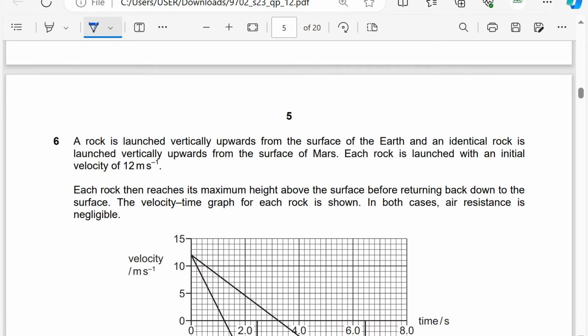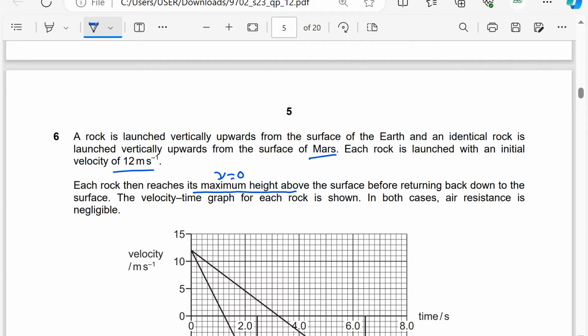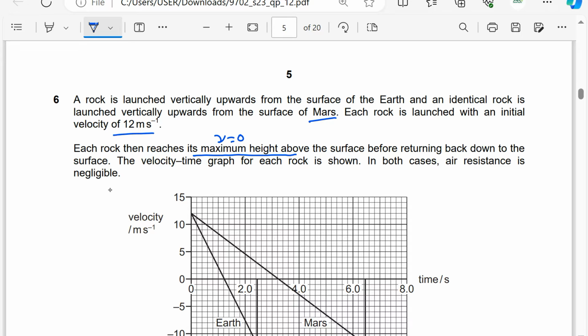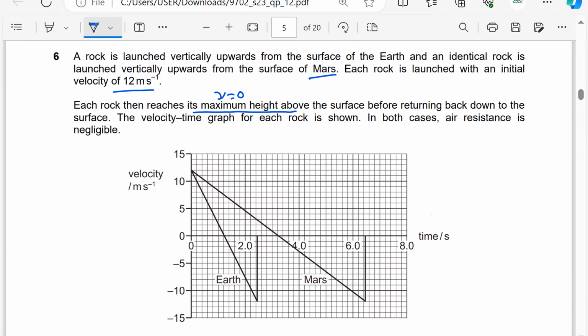A rock is launched vertically upwards from the surface of the Earth, and an identical rock is launched vertically upwards from the surface of Mars. Each rock is launched with an initial velocity of 12 meters per second. Each rock then reaches its maximum height above the surface before returning back to the surface. Remember, at maximum height, velocity goes to zero. In both cases, air resistance is negligible.